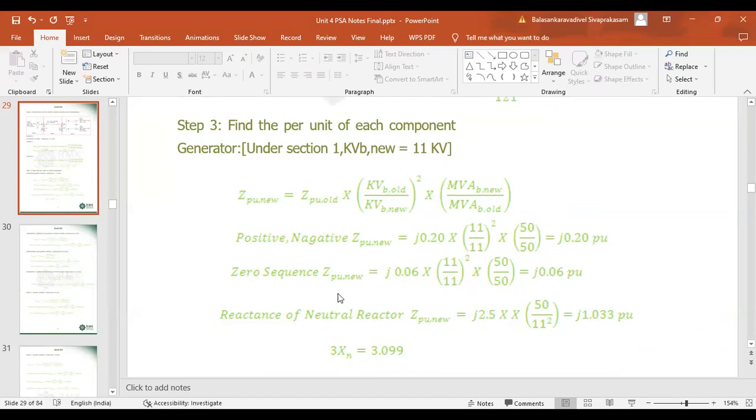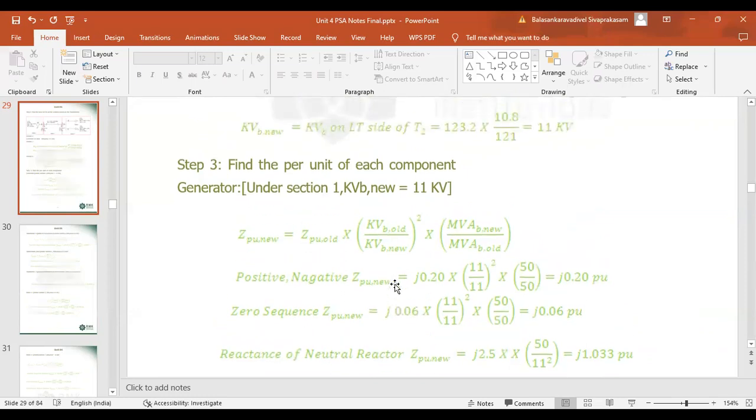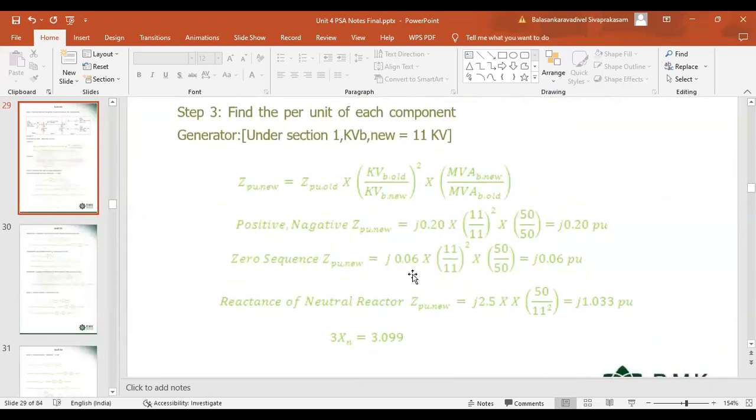Next, the same formula we can use to calculate the zero sequence reactance also. So zero sequence reactance per unit new is equal to, we have to substitute its value. For zero sequence reactance, it is given as 6%. So it is j0.06 into its corresponding kVb old and new as well as MVAB new and old. These values remain the same, only there is a different reactance given for the zero sequence. So we can take this 6% to calculate the zero sequence reactance of the generator.